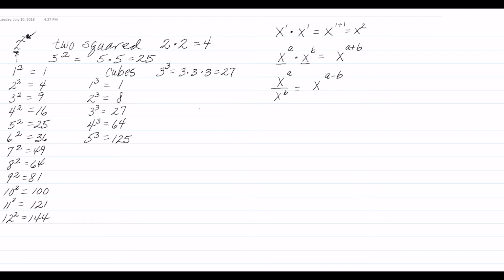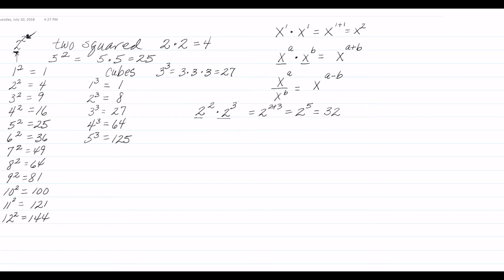So if we took 2 to the 2nd times 2 to the 3rd, that would give us 2 to the 2 plus 3, which would equal 2 to the 5th power. So if we went 2 times 2 times etc., that would wind up giving us 32. We had the same base, the base of 2, so we added the exponents.